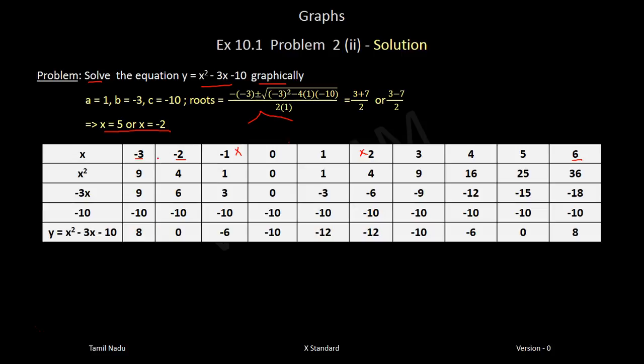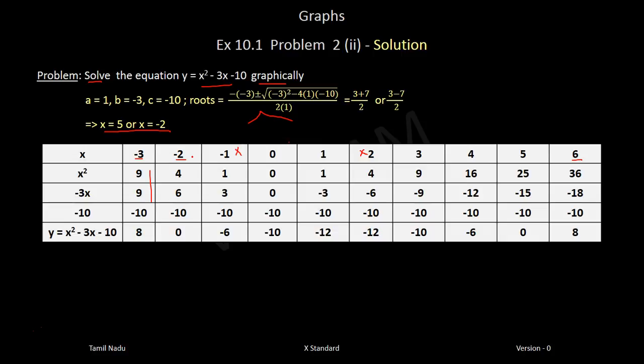Now let's do a few cases. So minus 3 square is 9, and this is minus 3x. So minus 3x is what? Minus 3 into x. So it will be minus 3 into minus 3, 9, and this is minus 10. So add these three, you will get the value of y. So 9 plus 9 is 18, 18 minus 10 is 8.